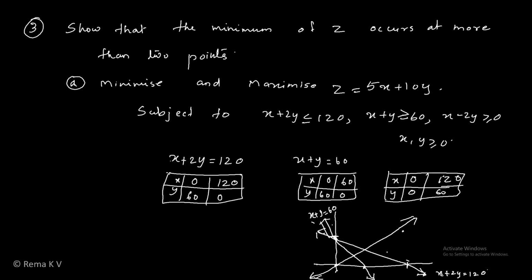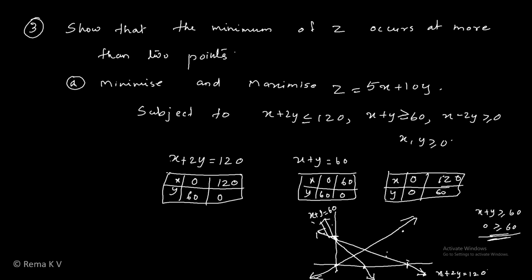Keep in mind, the lower part of this line is to be considered here. For this second one, this is the second line, x plus y greater than or equal to 60. So here, if we consider 0, 0, x plus y greater than or equal to 60. When we put 0, 0, 0 greater than or equal to 60 is a false statement. So we cannot consider the half plane containing the origin. Its opposite part we have to consider.